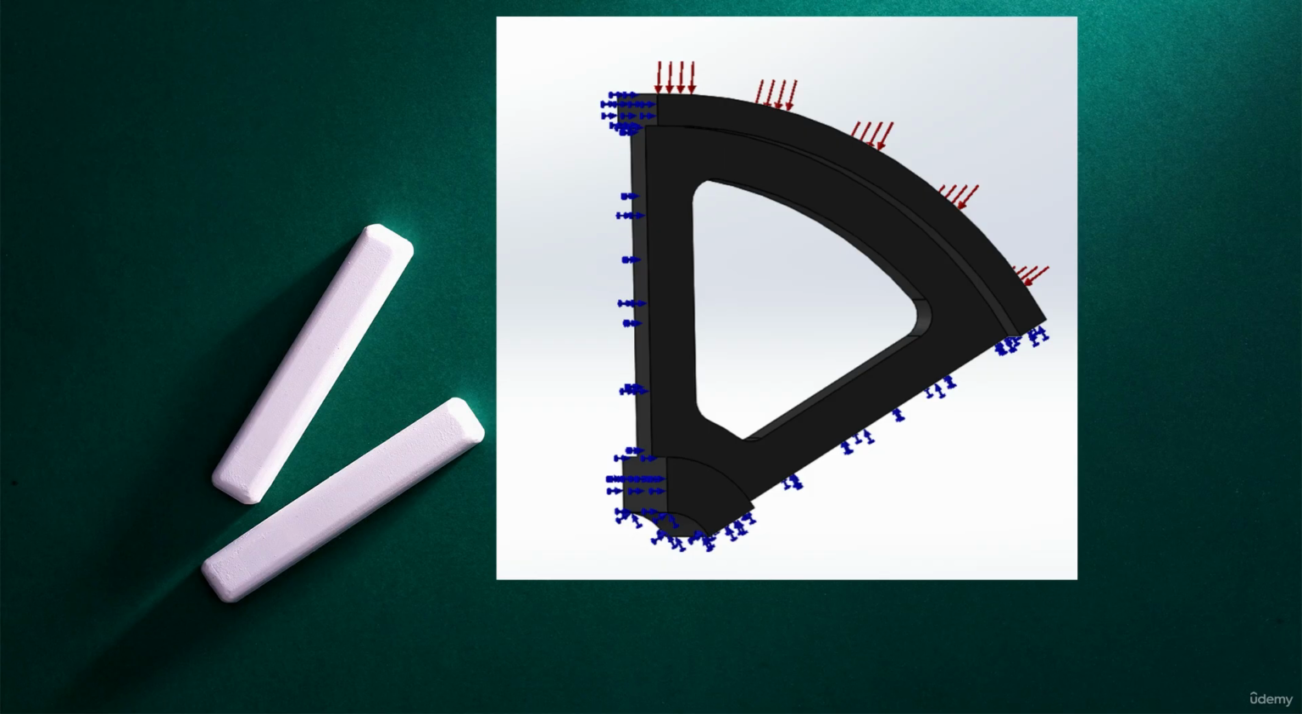First, we're gonna create a study analysis only for one segment, and then we're gonna create a study analysis for the whole wheel. And then in the end, we're gonna compare the results.